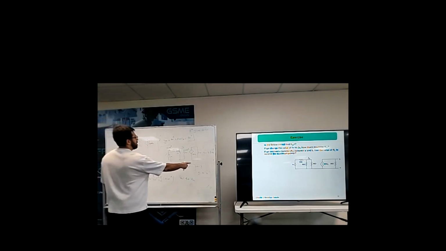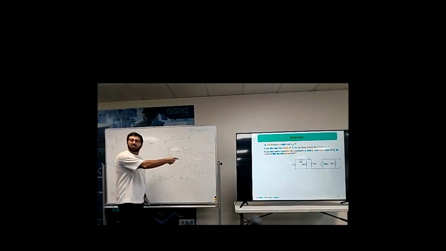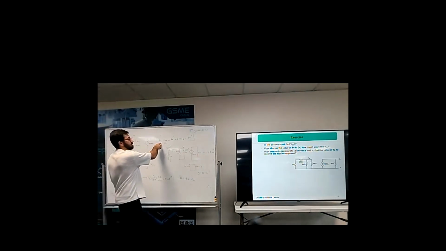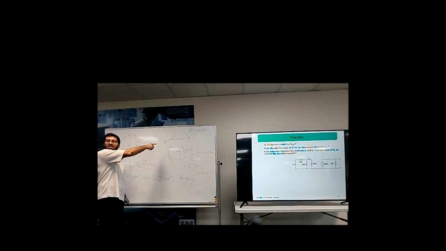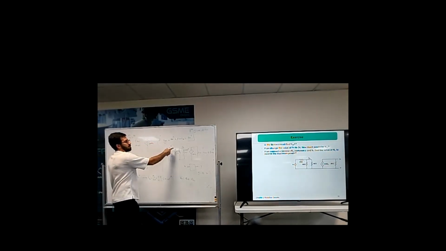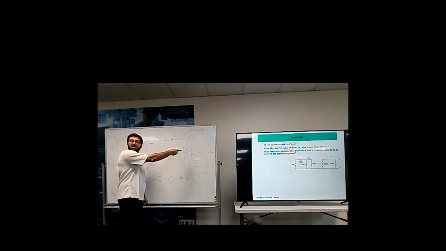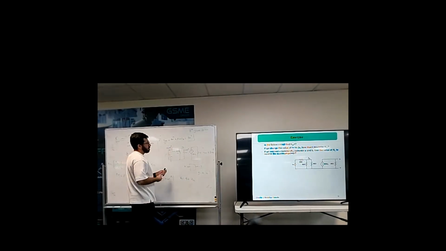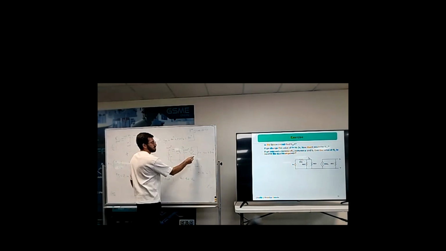Which one? VPA. How do we calculate this one? Here or here? This one? Same as this here. How much is IB? 0.02. If we multiply it by 100, how much is this current?